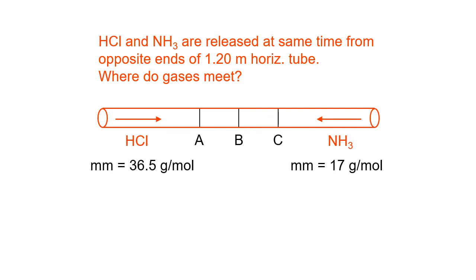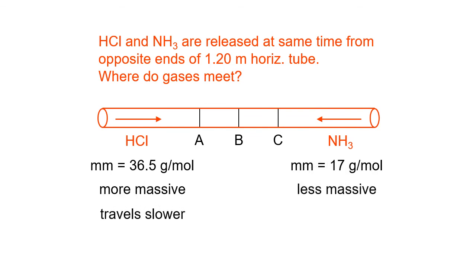So who is small? Hydrochloric acid is more massive, this is less massive. So that one's going to travel slower, this one's going to travel faster. So who's going to get to the middle first? Definitely NH3. So where do we think they're possibly going to meet? 17 grams is roughly twice as fast. So I think the best answer is going to be A. If this one's moving twice as fast, they're going to meet somewhere between A and B. Best choice would be A. I could ask you who's going to get to the middle first: the one that's less massive is the one who's going to get to the middle first.